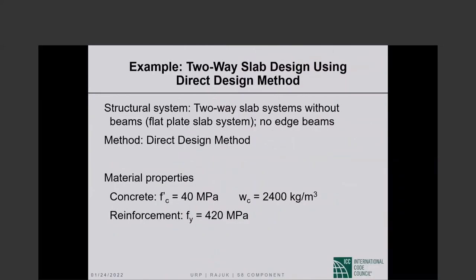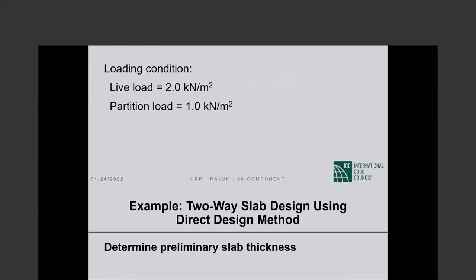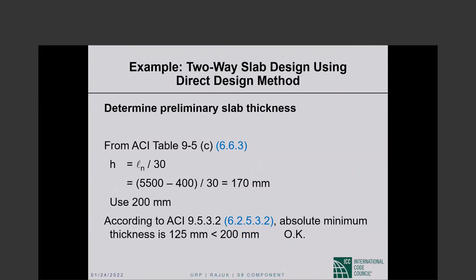Structural system, two-way slab without beams, no edge beams. We will do the direct design method. Concrete strength 40 MPa. The weight of the concrete 2400 kilogram per cubic meter. That tells you it is normal weight concrete. Reinforcement 420 megapascal yield strength. 400 by 400 millimeter columns. Live load 2 kilonewton per square meter. Partition load is 1 kilonewton per square meter. Partition load is non-reducible. Okay, you have to know that.